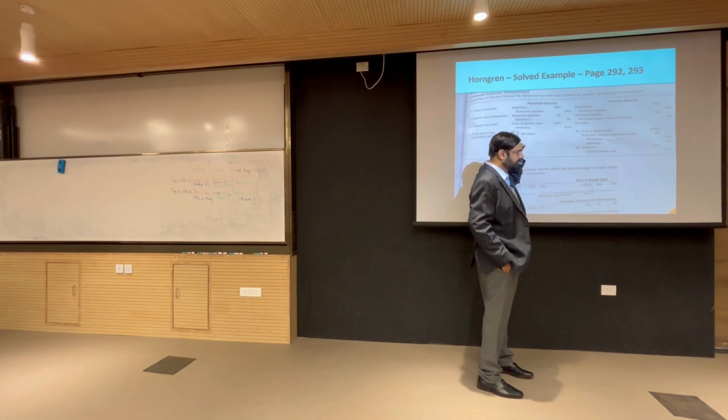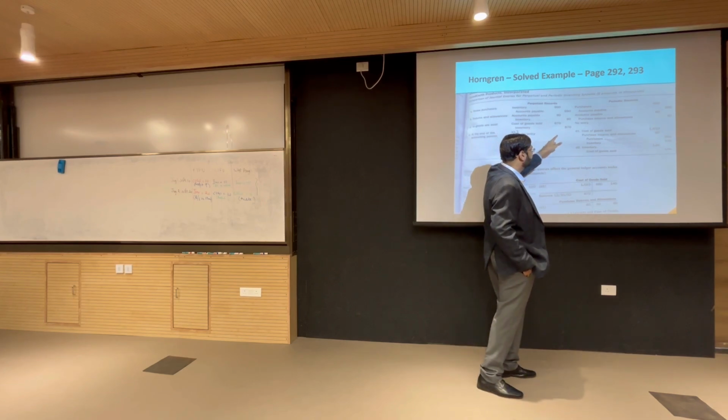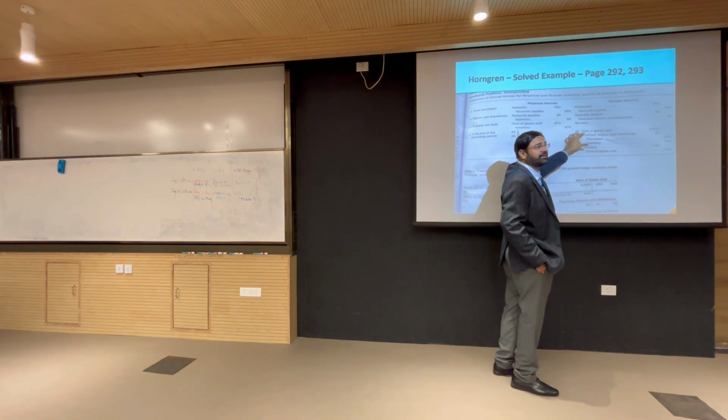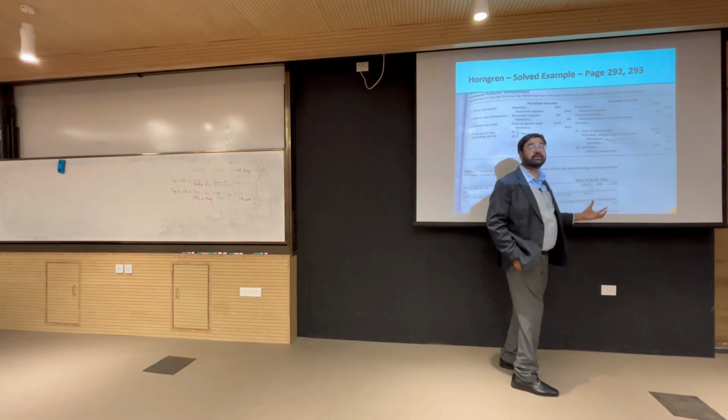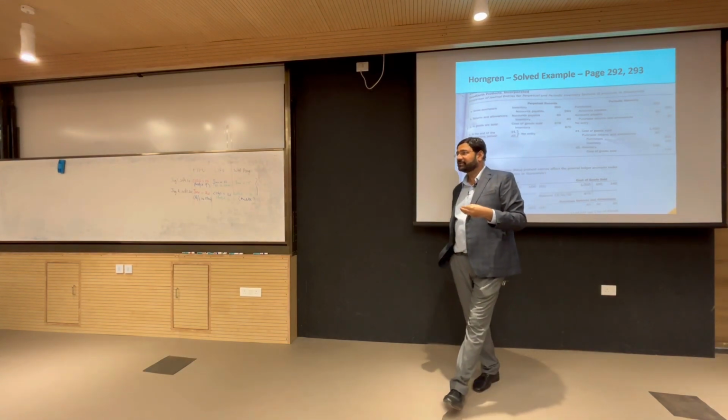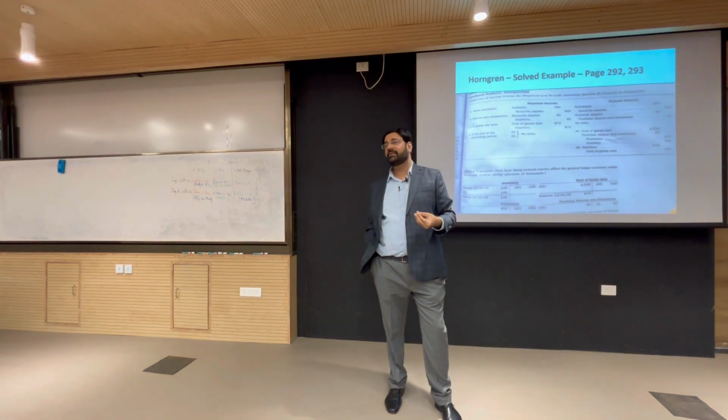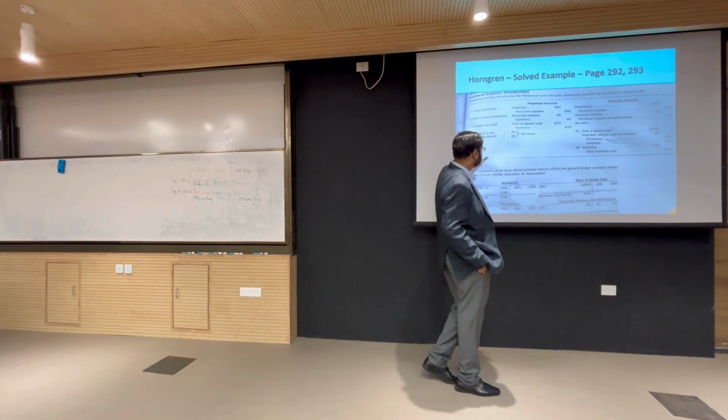So that's the reason it's called a periodic system, that at the end of the accounting period you calculate what is my cost of goods sold, what is my inventory balance.